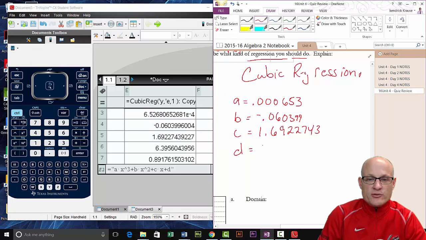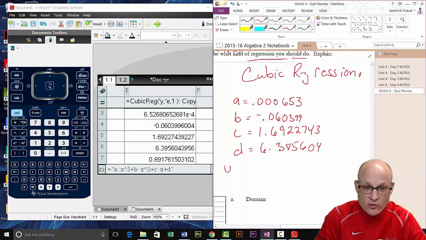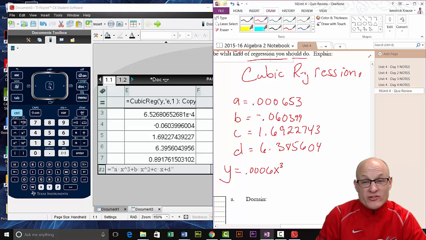And D is equal to 6.395604, something to that effect. So now I have to write my equation. The first thing you're going to remember to put is y equals 0.0006. I said 10,000s place, right? X cubed. We said it was a cubic function. Minus 0.0604x squared plus 1.6923x plus 6.3856. And there it is, written in my regression equation.